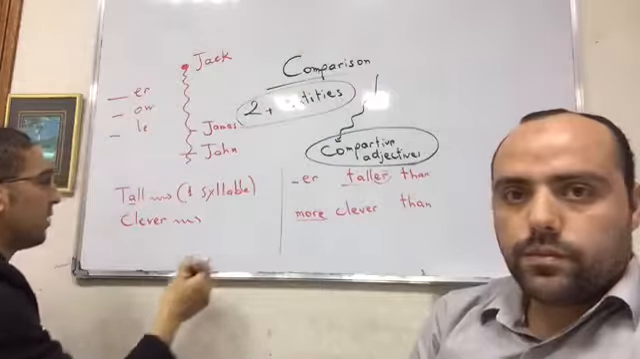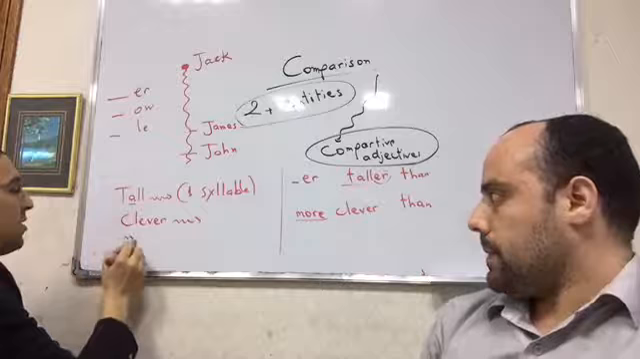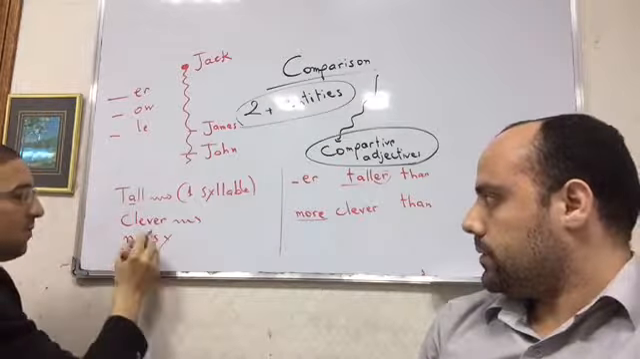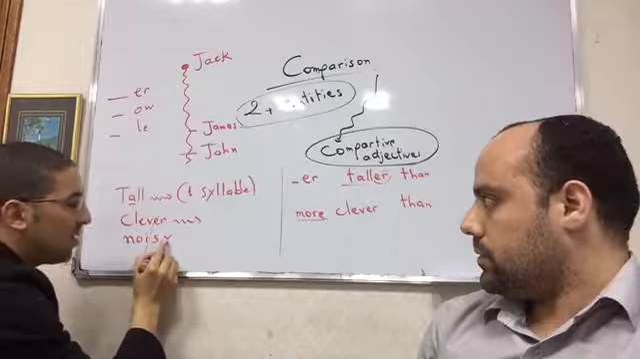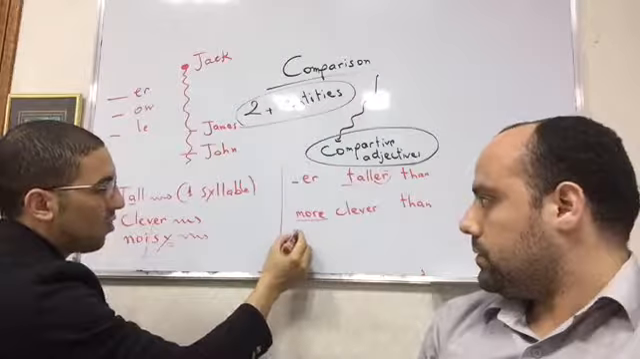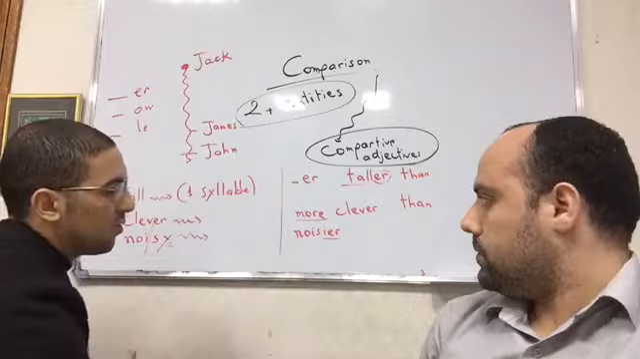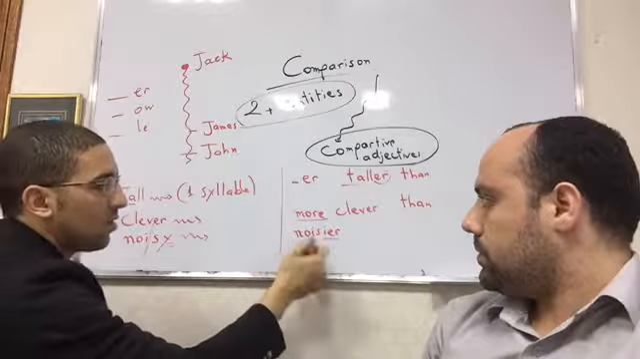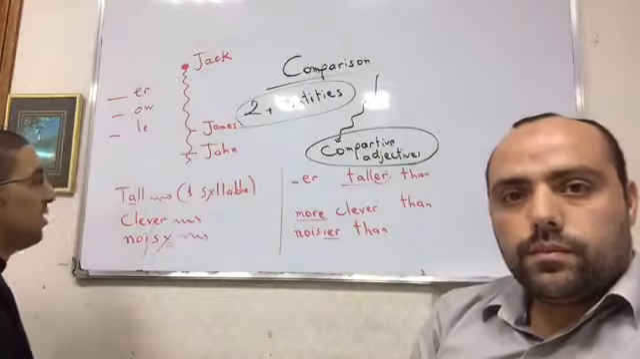Let's stick to this one. If you have, for example, noisy. Noisy has two syllables. It is noisy, as we said. If you have two syllables, but the adjective ends with Y, you're going to say noisier. You're going to drop the Y and substitute it with IER. So you're going to say James is noisier than John.